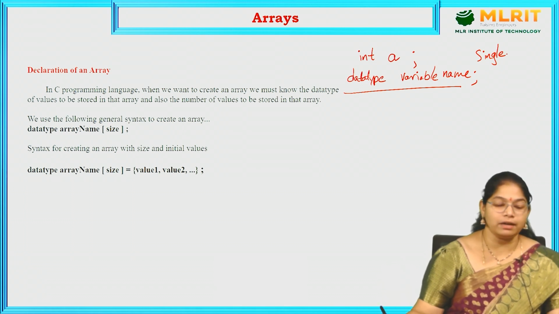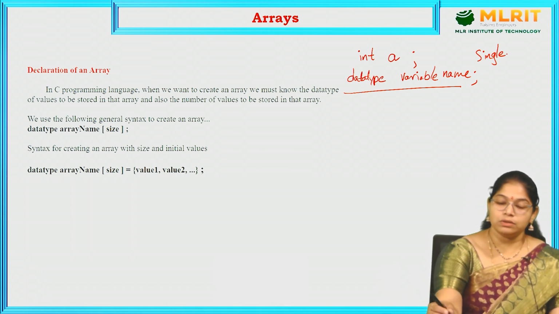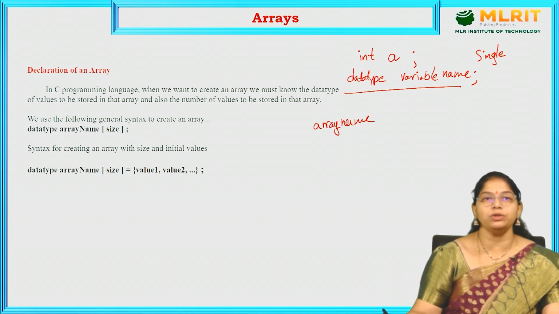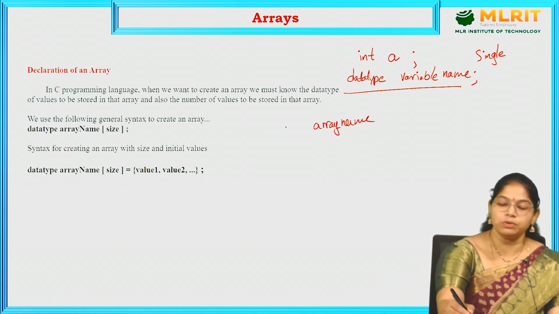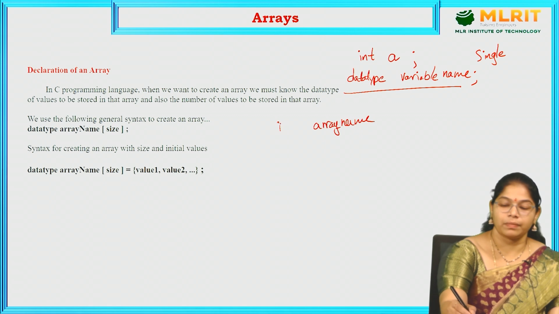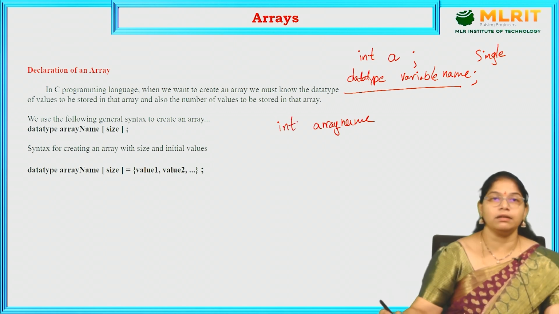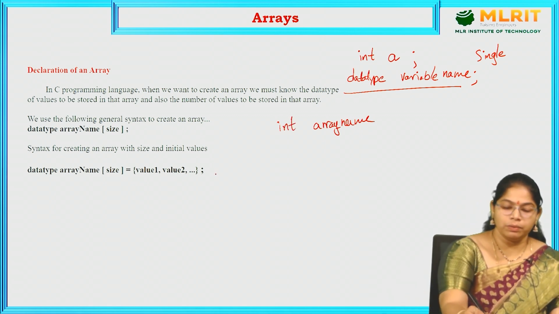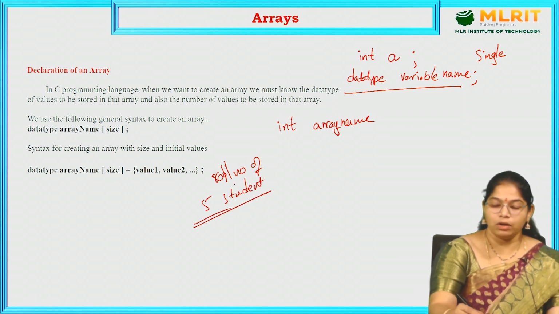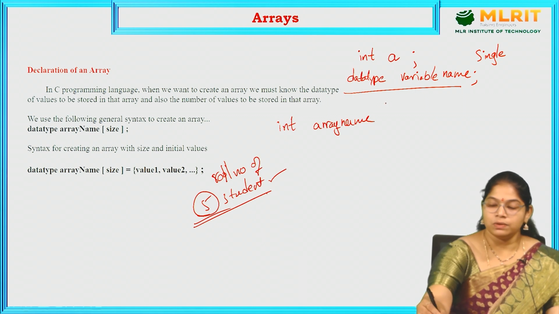Then how do we declare an array variable? Here I am considering the name of the array as array name itself. Which type of value do you want to store in this array? Let us suppose I want to store integer type. Then int. How many values do you want to store? Now I want to store roll numbers of 5 students. So what is the size of this array? How many values do I want to store? 5 values. So the size of the array is 5.